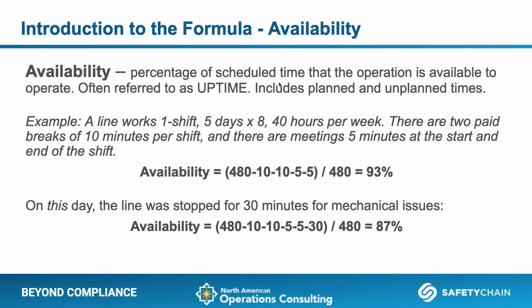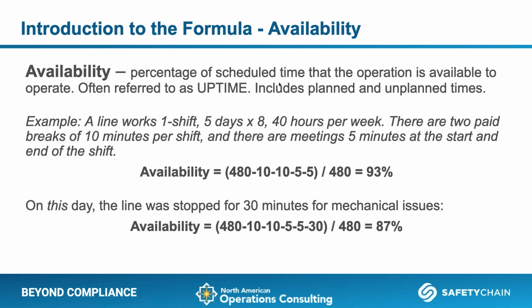So let's take the first one, availability. It's a percentage of the scheduled time that the operation is available to operate, often referred to as uptime. I've worked with people that disagree with me, or disagree amongst themselves, about what is available time. Try to keep it fairly simple at first. So a line, in this example, works 1 shift, 5 days, 40 hours a week. In this example, I've got 2 paid breaks, 10 minutes per shift, and then there's 5 minutes at the beginning and end of the shift that they're going to take out.